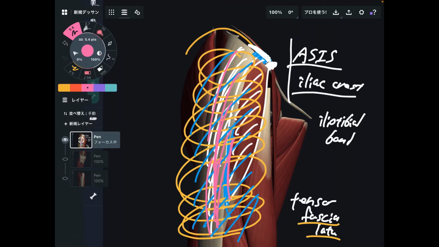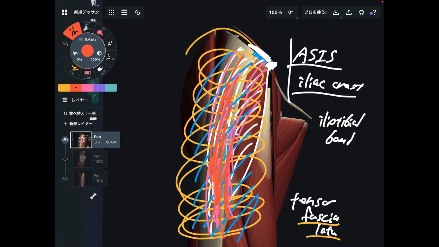Okay? Let me clarify again. Fascia lata is thigh fascia. The iliotibial band is the thickest part of fascia lata. Tensor fascia lata attaches to the iliotibial band. It's a little bit confusing. The important thing is this muscle. Tensor fascia lata attaches to the iliotibial band. Okay, now let's see the elongation of the iliotibial band.